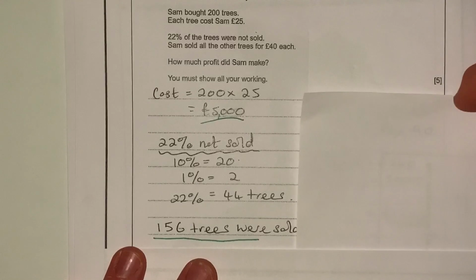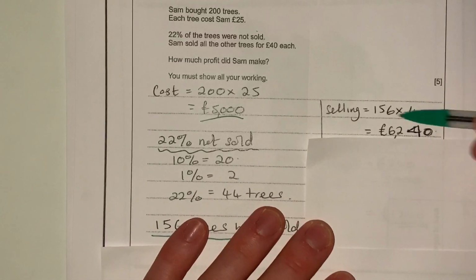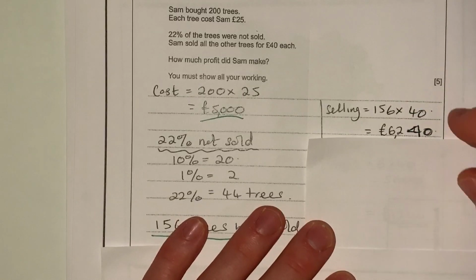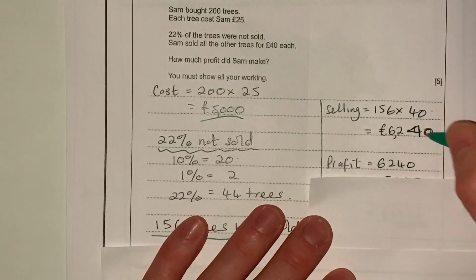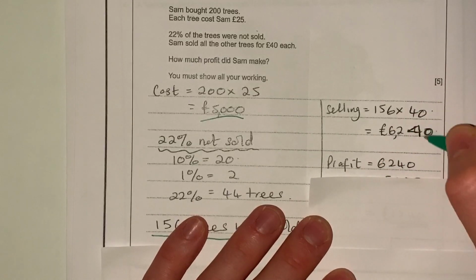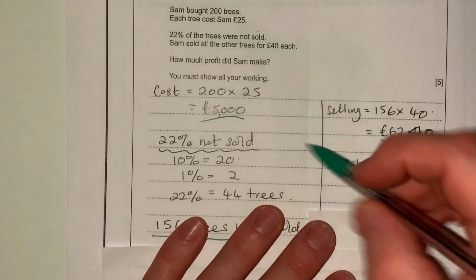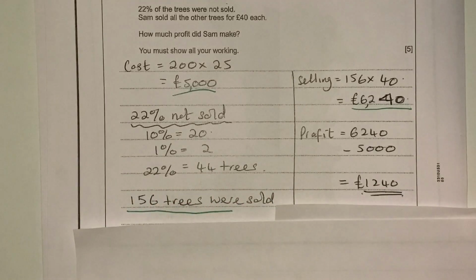Okay, so now to find the profit, I'm going to do 156 times 40. Again, use Napier's bones, 156 times 4, put the 0 back in. 6,240. Hopefully my workings are correct. So if that is how much money I have made through selling them, to find the profit, I've obviously got to subtract the £5,000 which I spent at the beginning. So my profit is £1,240.